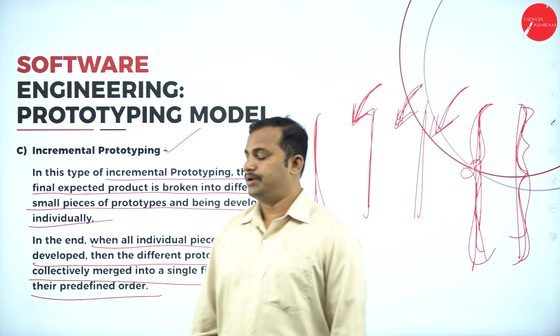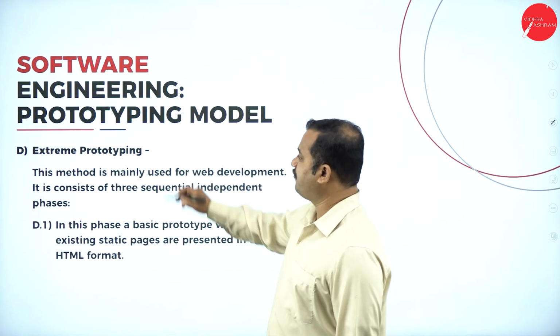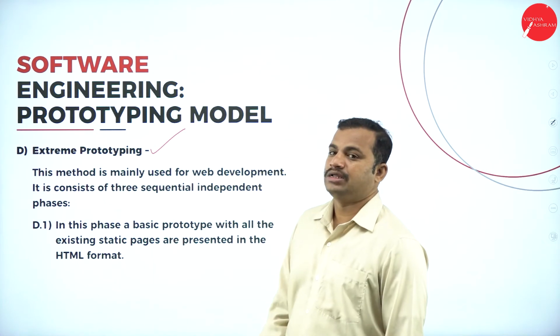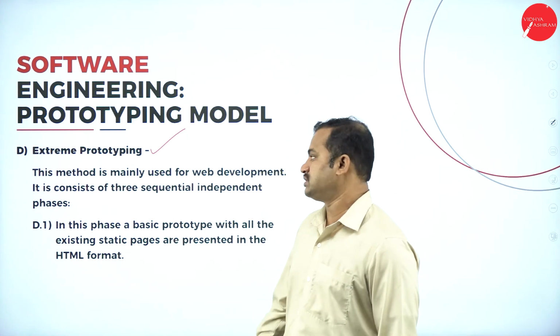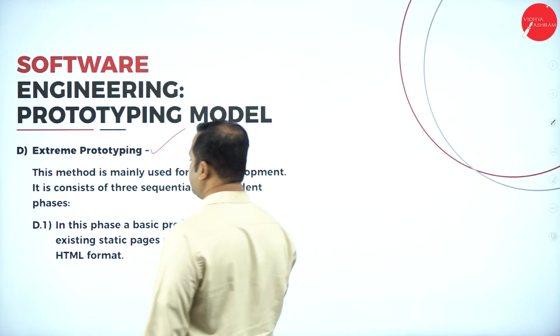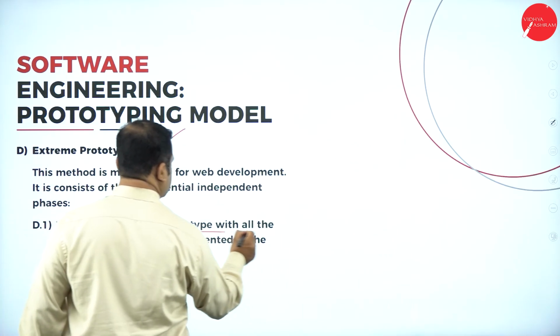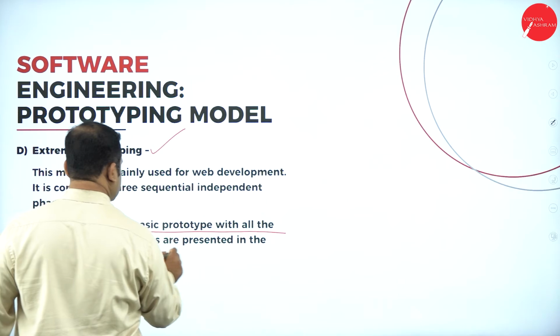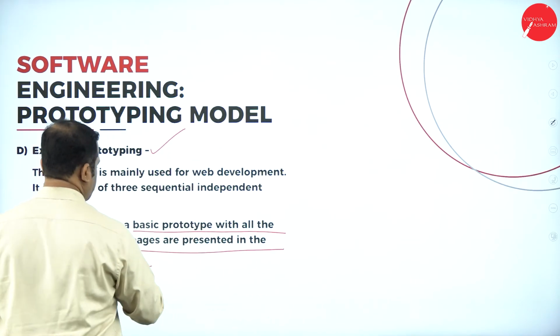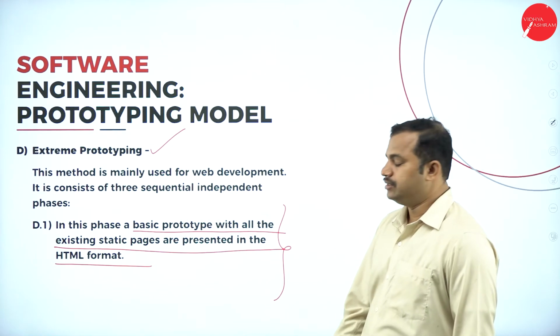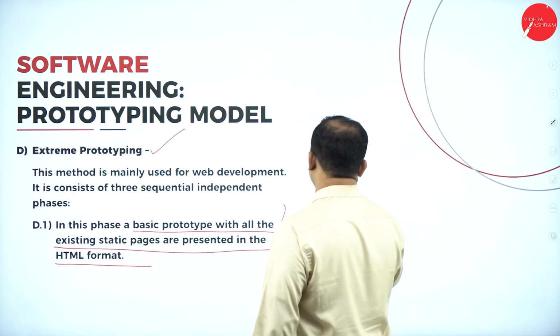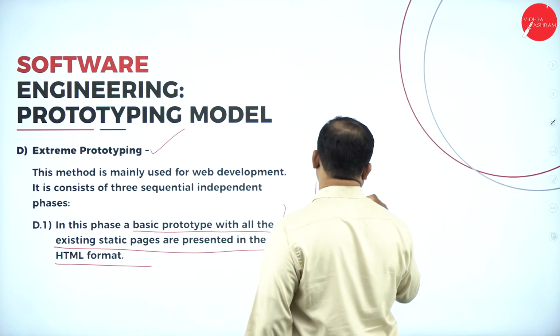Then we have the fourth type of prototyping model, that is the extreme prototyping model. In this you will come across four phases. That is the extreme development model. In this phase, the basic prototype with all the existing static pages is presented in HTML format. Suppose you are asked to develop a website, then what is to be done? Initially the HTML pages are developed.